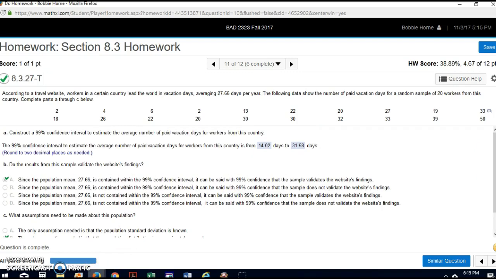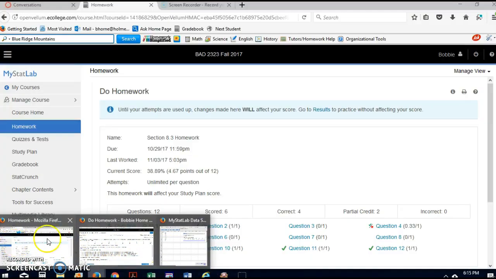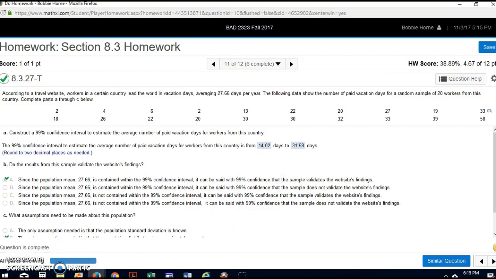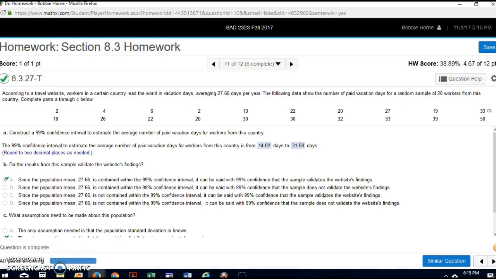Uh-oh, let me see what happened. For some reason it went back to, let me go back to 10. Okay, there it is. For some reason I accidentally clicked on the next question. The question is complete, but let me go to question number 11 and it asks you a few more questions here. You would work it the same way.